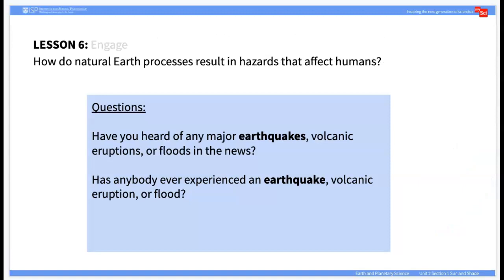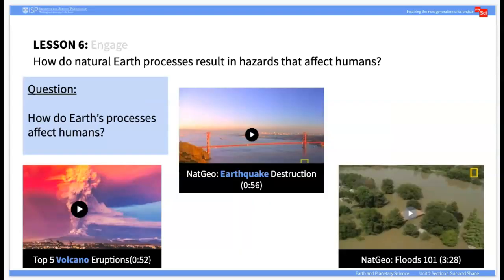In the engaged portion of this lesson, students will participate in a discussion related to questions about natural hazards. Using various talk moves, students can discuss if they have experienced earthquakes, volcanic eruptions, or floods, what they are like, and what happens during these events. Next, students will watch video clips about these natural hazards and consider how Earth processes affect humans.